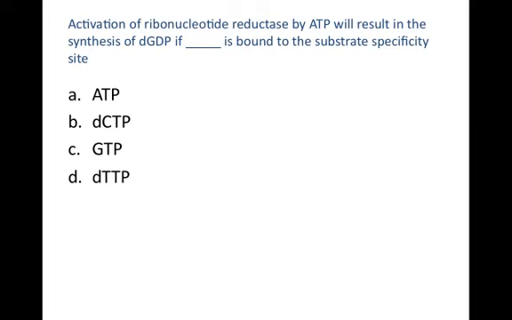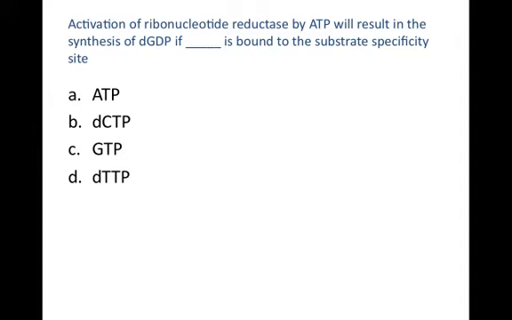Now let's look at this question. Again, see if you can fill in the blank. Let's remember ribonucleotide reductase. This is the enzyme responsible for generating the deoxy form of all of the bases required for DNA synthesis. If you recall, it has two effector binding sites. The first, and simplest, requires binding of ATP for activation of the enzyme. So when ATP is bound, the enzyme is active.